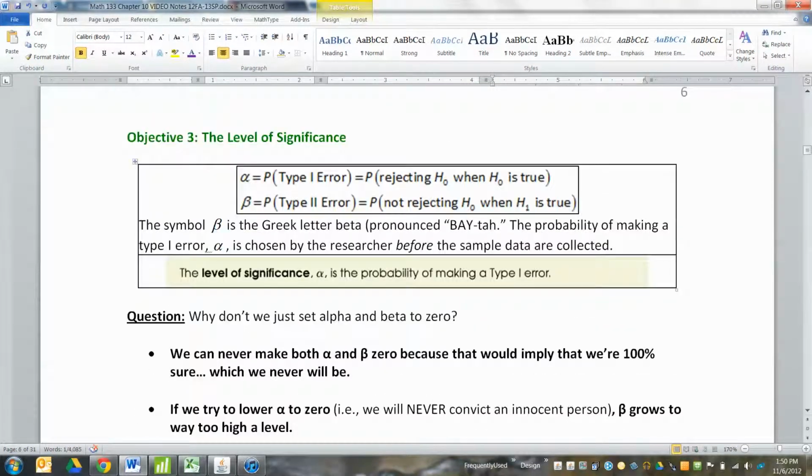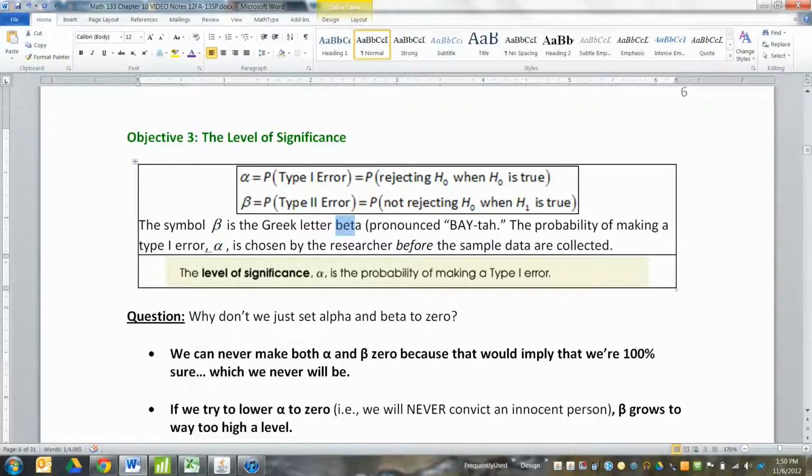Since these errors are kind of bad, we want a way to talk about them. And our way of talking about them is a couple things. We want to give them a probability of happening. So alpha, that same alpha that you know and love from chapter 9, yeah? That's the probability of making a type 1 error. Beta, which is this little B with a tail on it, that's the Greek letter beta, B-E-T-A, if you want to spell it. It's the probability of making a type 2 error, okay?